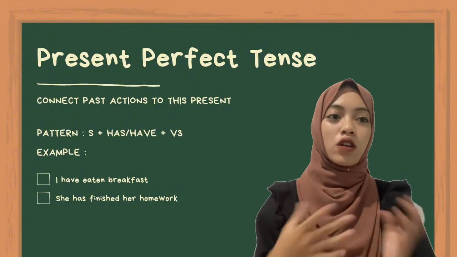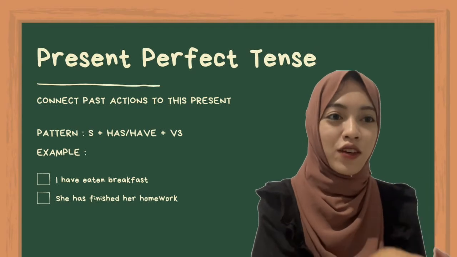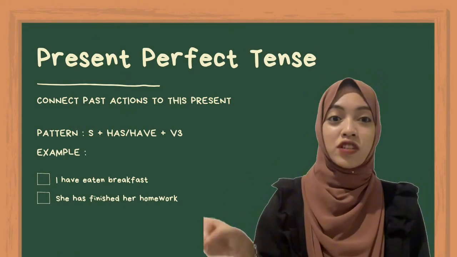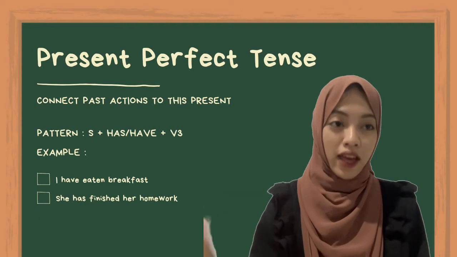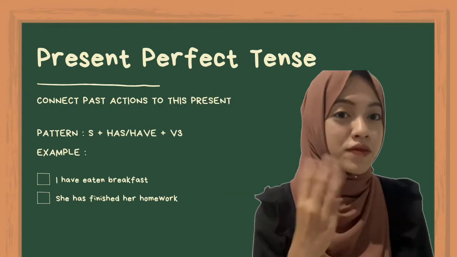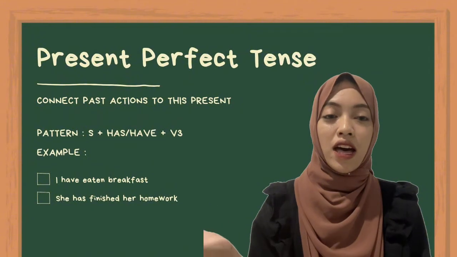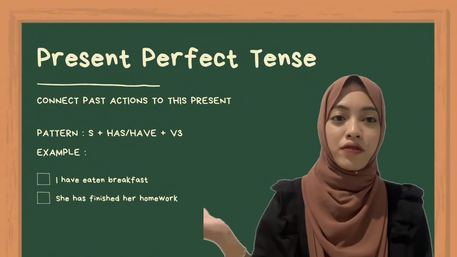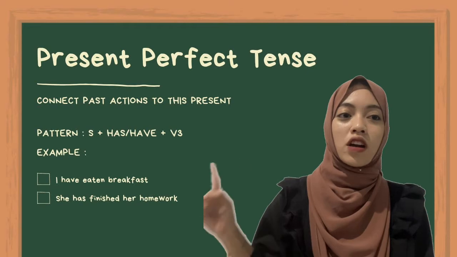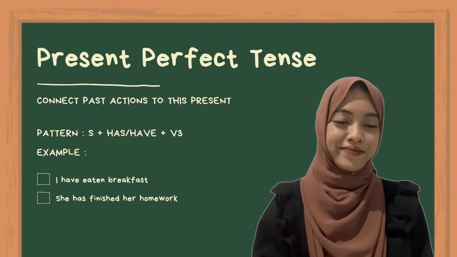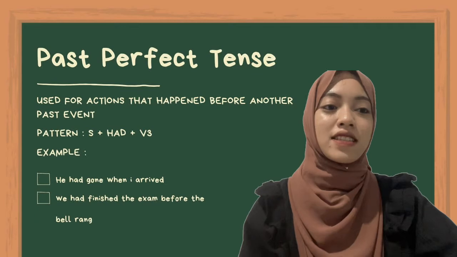This tense connects a past action to the present, okay? And the pattern is subject plus has or have plus verb 3. For example, I have eaten breakfast. And she has finished her homework. Do you get it? Okay, next.